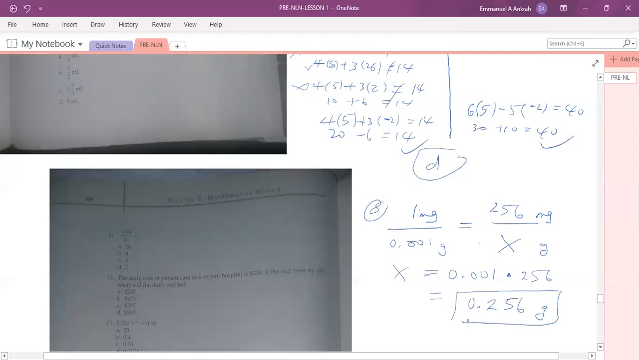Correct. Okay, so proportion will always help you out. Okay, good. All right, number 9.